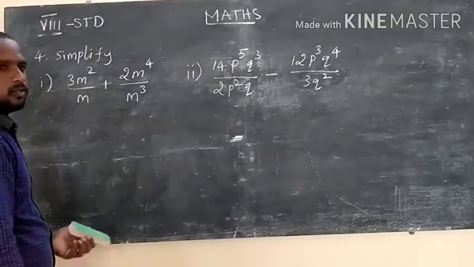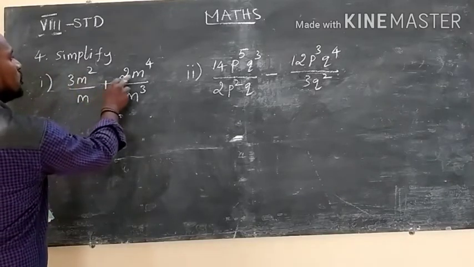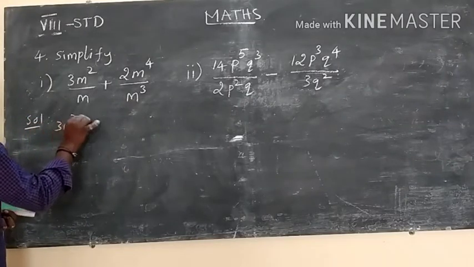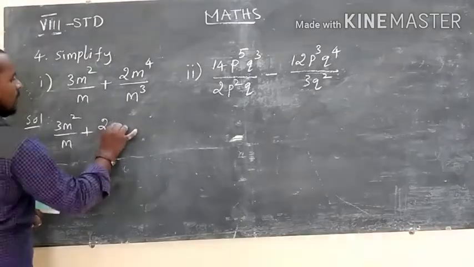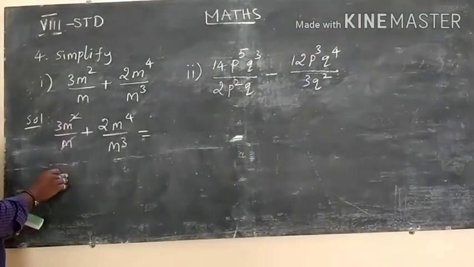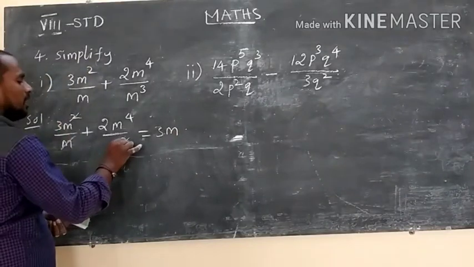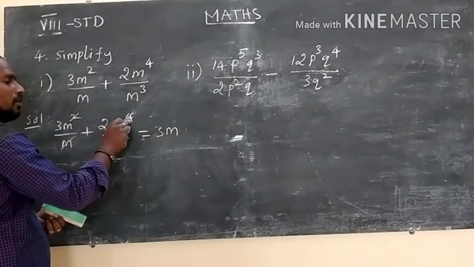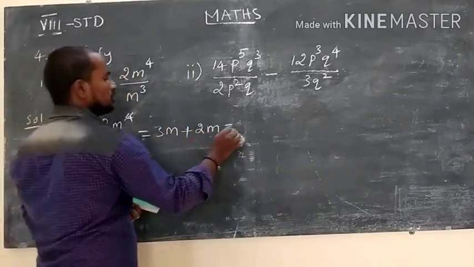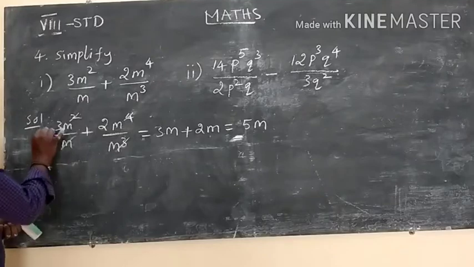Okay, dear student, next the fourth question: simplify. The first one, 3m square divided by m plus 2m power 4 divided by m cube. The solution: m is cancelled, so remaining 3m. In the same manner, 3m cancelled, remaining 1m plus 2m. 3m plus 2m is equal to 5m. Have you understood the addition of the two terms? This is the first question.